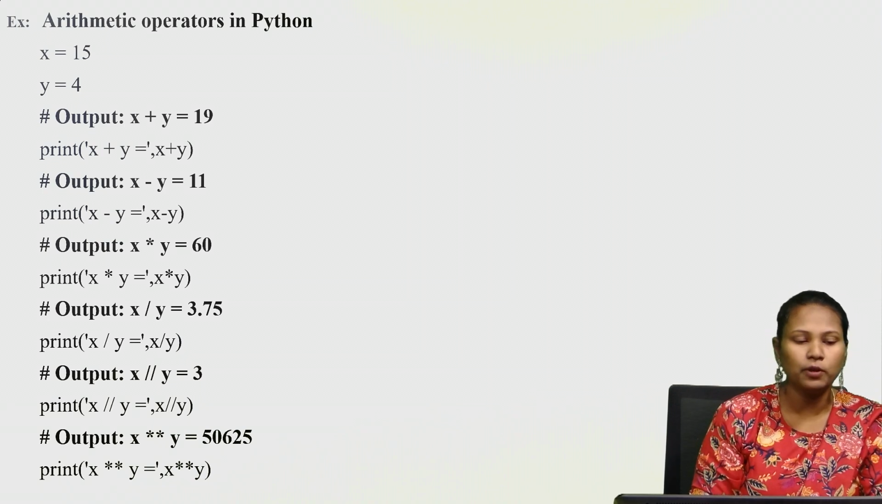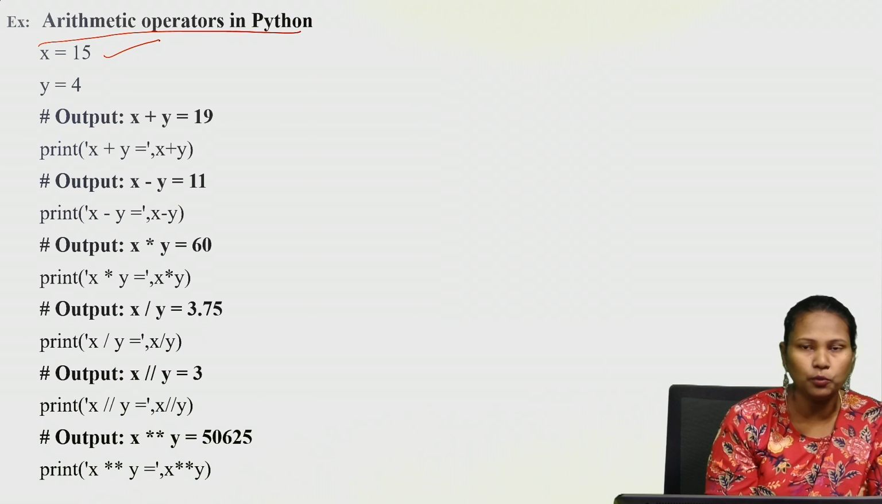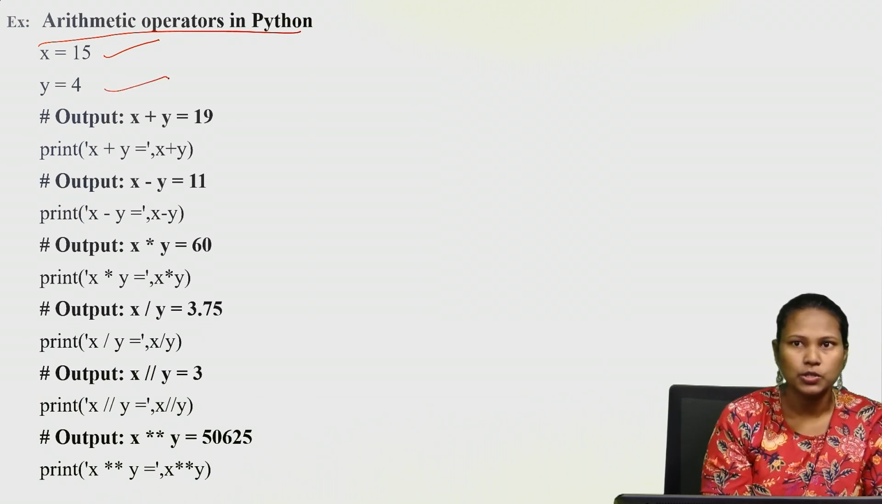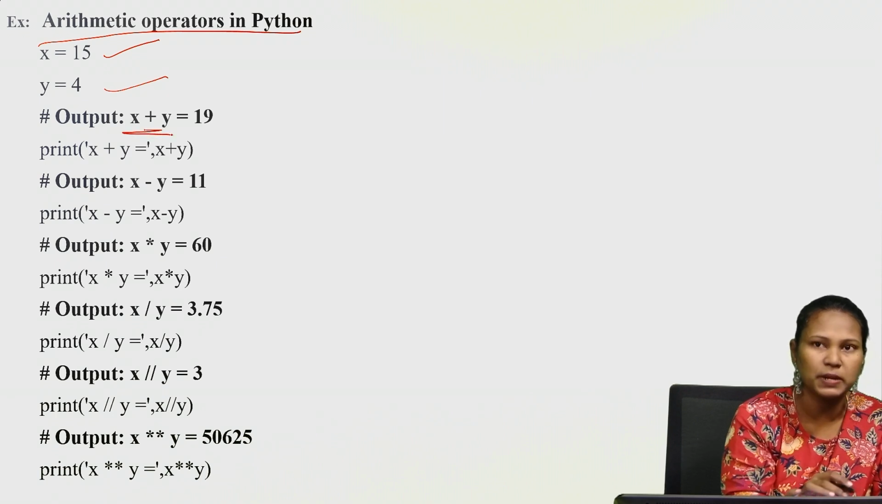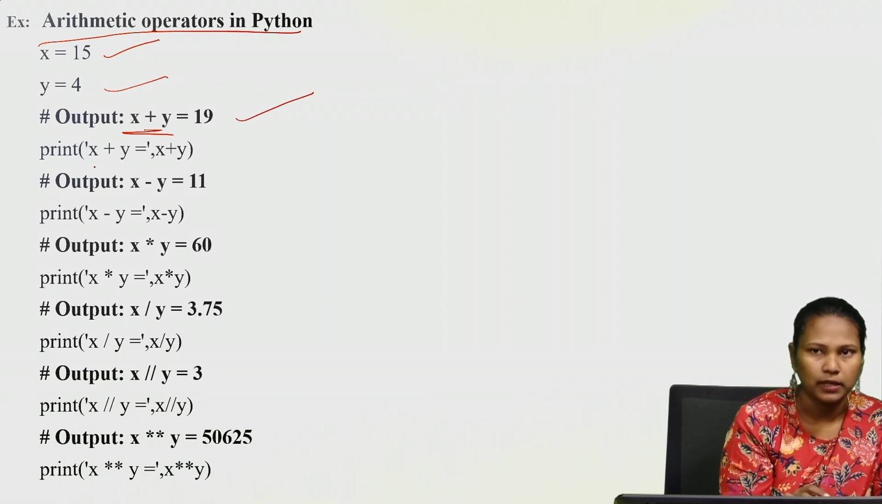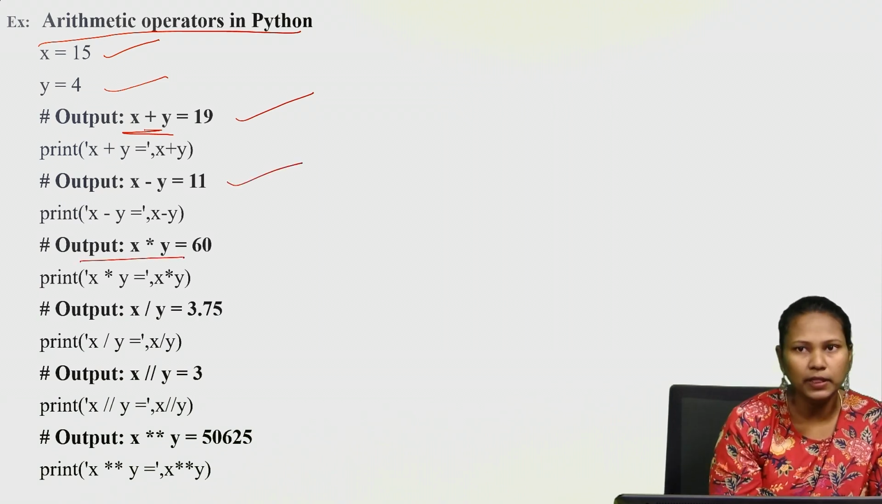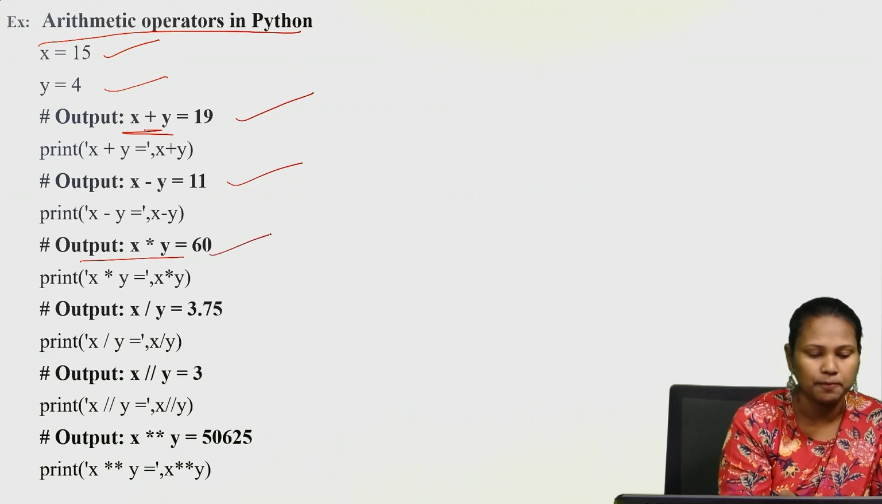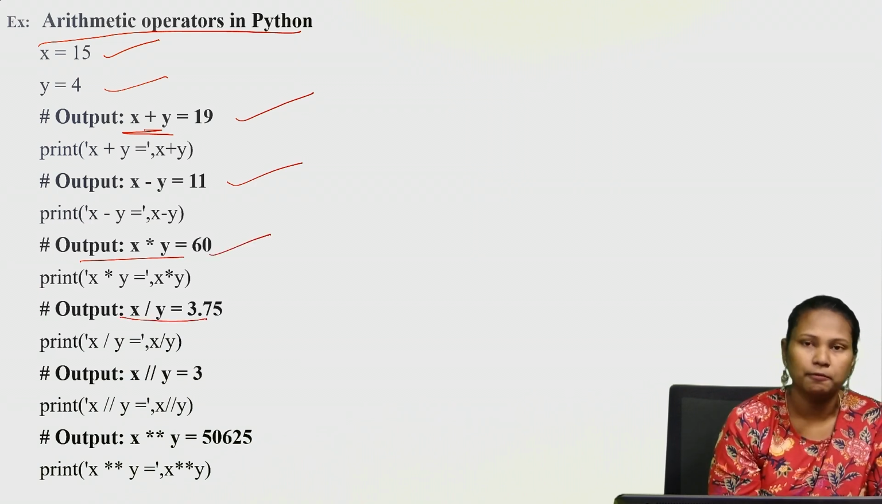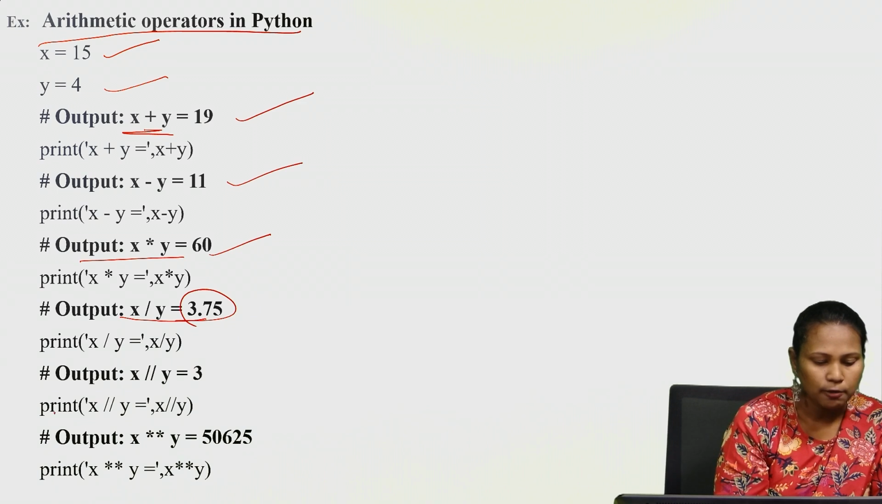Here is an example for arithmetic operators in Python. Here we took x is equal to 15, y is equal to 4. Now we are performing the arithmetic operations. The first one is addition, x plus y equal to 19. Now, x minus y, so 15 minus 4, 11. X multiplied by y, so 15 into 4, 60. X divided by y, that is 15 divided by 4, means 4 3s are 12, so 3.75.